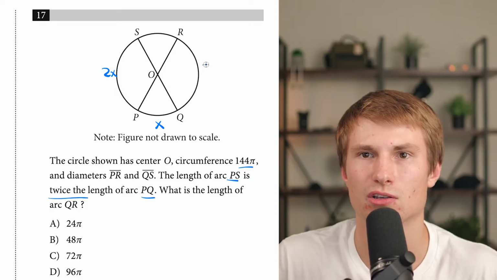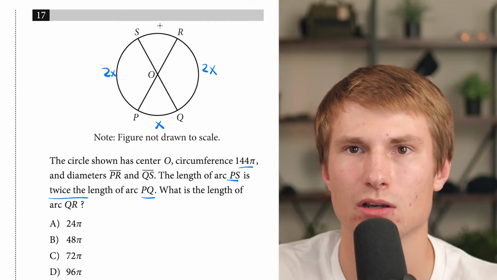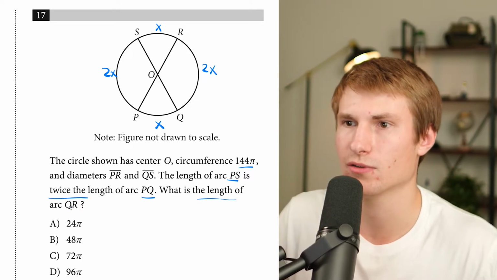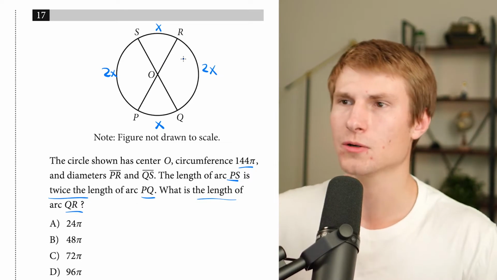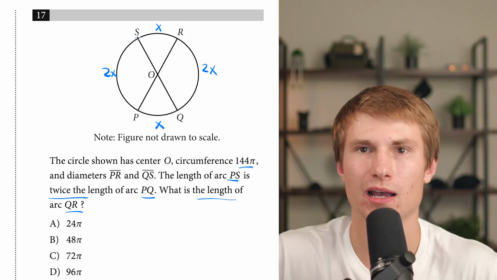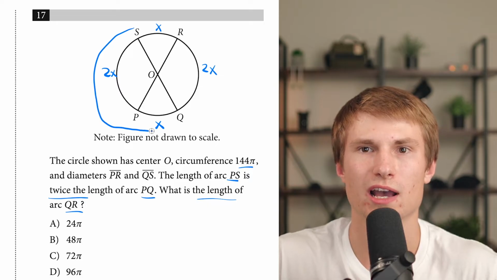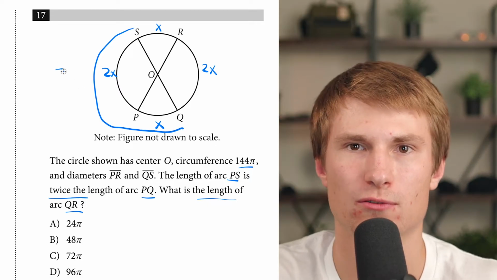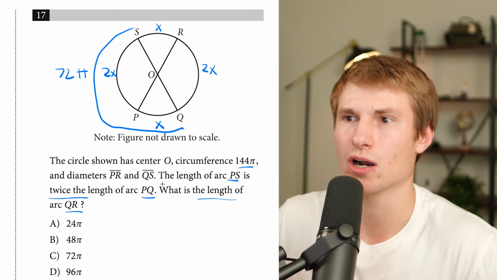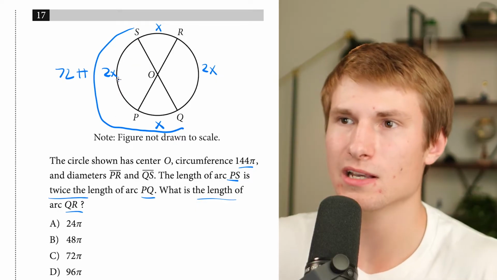Keep in mind that arc QR will also be 2x and arc RS will be x, okay? So now we're asked for the length of arc QR. Well, what we can see here is that since our circumference is 144 pi, we know that the arc SQ would be half of 144 pi, so that'd be 72 pi. And then we know that SP, which is the same as QR, which is what we're trying to solve for, is 2/3 of that, right?